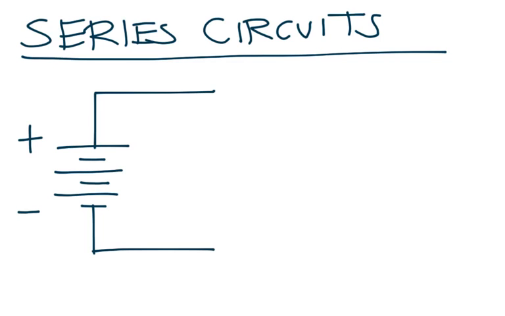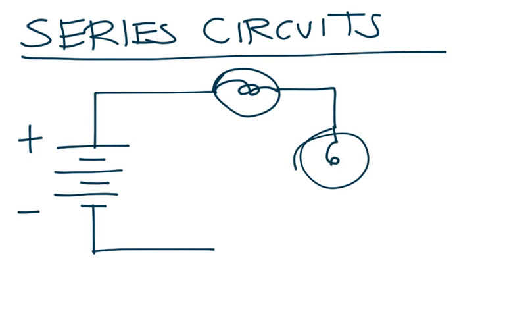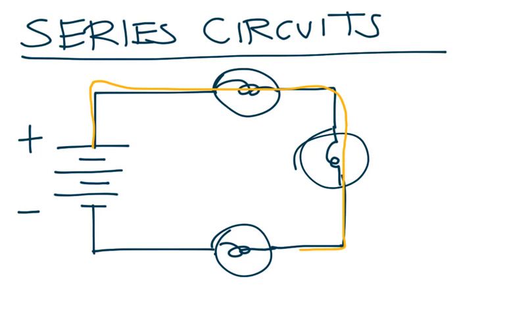Now, I'm going to show you the difference. When I say that there's one path, suppose that I have a couple bulbs here. I have bulb 1, and I have bulb 2, and then I have bulb 3. But notice that there is one path for the current to flow through.